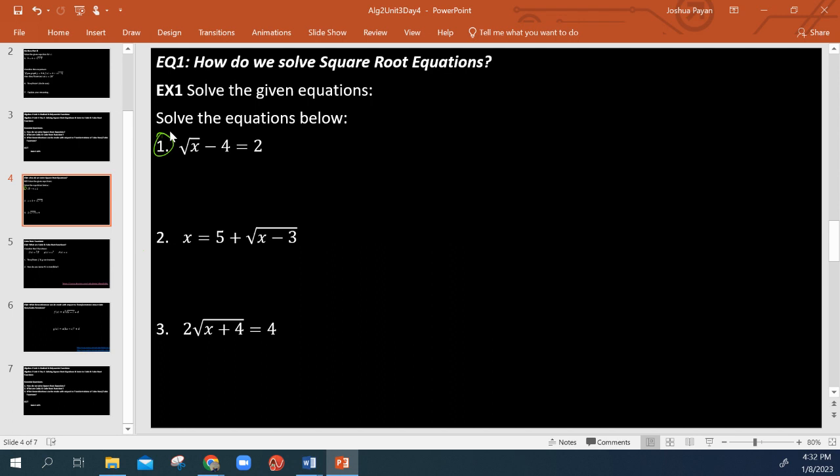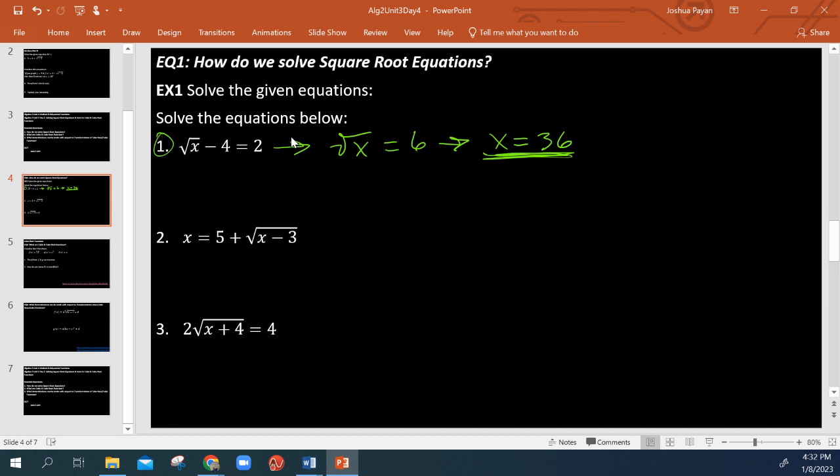Okay, so just like anything else, this is very similar to when we were solving absolute value equations. We want to get the square root expression by itself. So let's go ahead and do that. We add 4 to both sides, and we see that we have the square root of x is equal to 6. Then we know the inverse of square root is to square, so x is equal to 36, right? And we've got it. Simple, right?